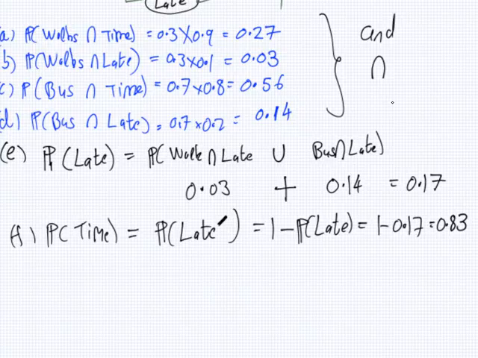So we've looked at and, we've looked at or, we've looked at not. Last one to look at is the given that. So we have and, or, not, now given that.